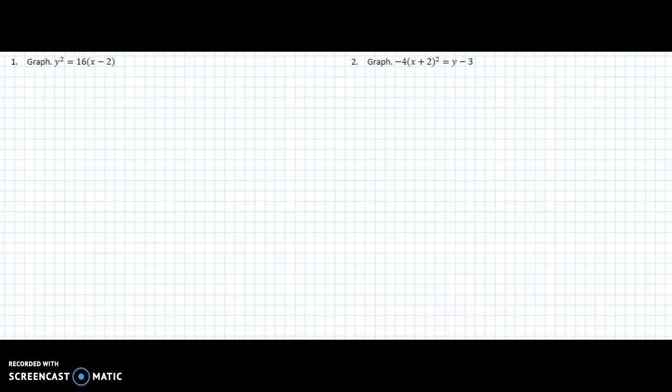Okay, we're going to look at graphing a couple parabolas. The first thing is, how do you know these are parabolas? Well, if you look at number 1 and number 2, there's only one squared term. So number 1, y is squared. So if you see y is squared, then you know this parabola is going to open either to the left or to the right. So it's going to look something like this or something like this.